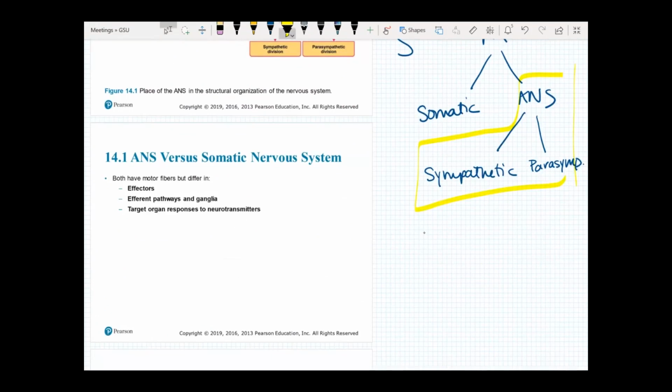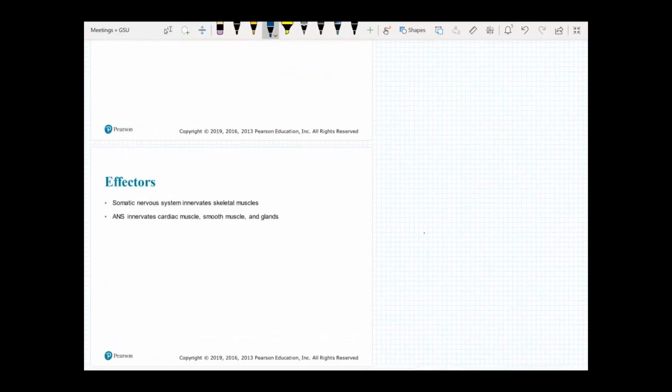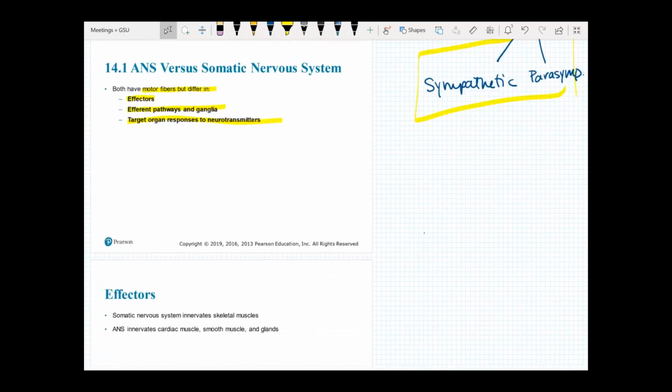These are going to have motor fibers, but it will differ from the somatic nervous system in the effector, what output it is providing, the pathway to the output and the ganglia, and then the neurotransmitters in the target organ. So to talk through this, I like to do this as a little chart. We're going to do the differences between the somatic nervous system and the ANS. We're going to start with the effectors.